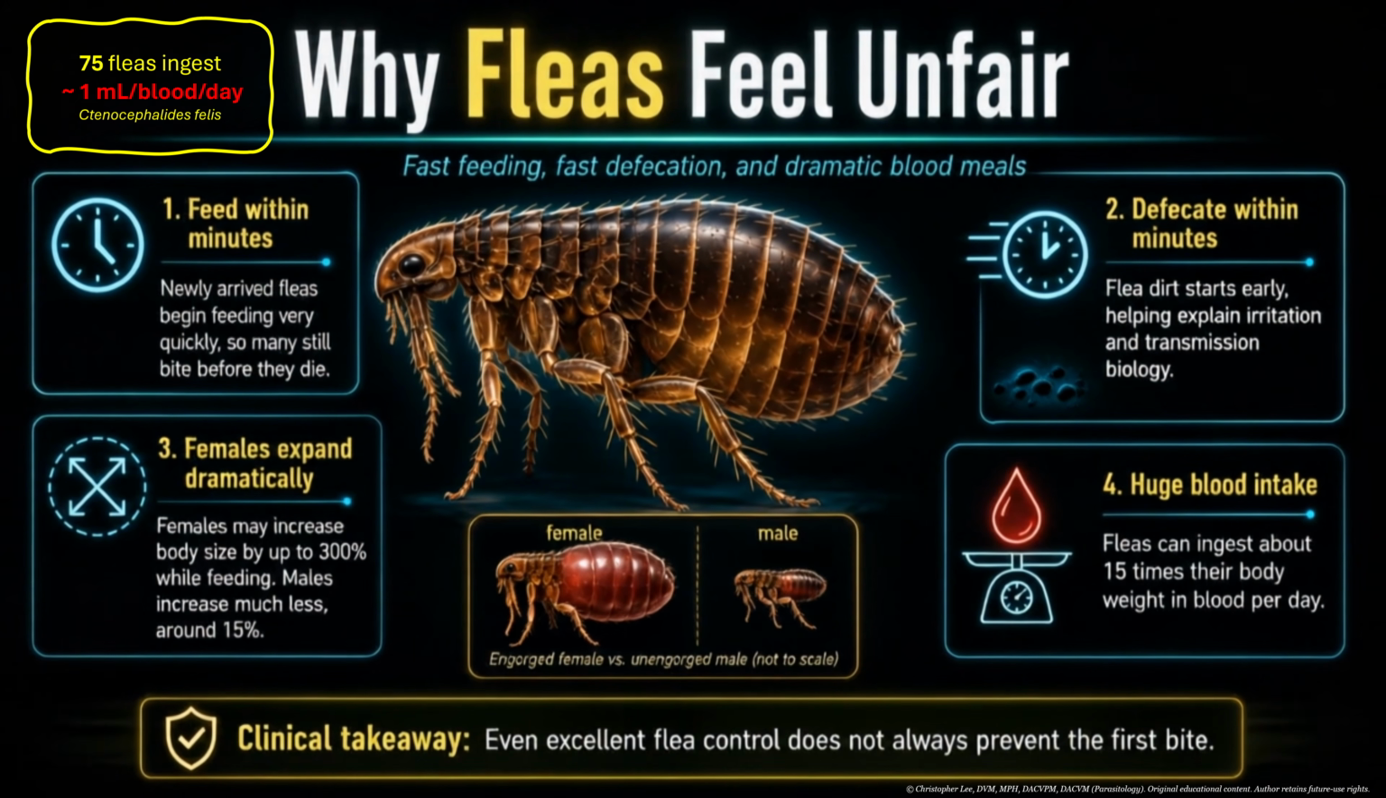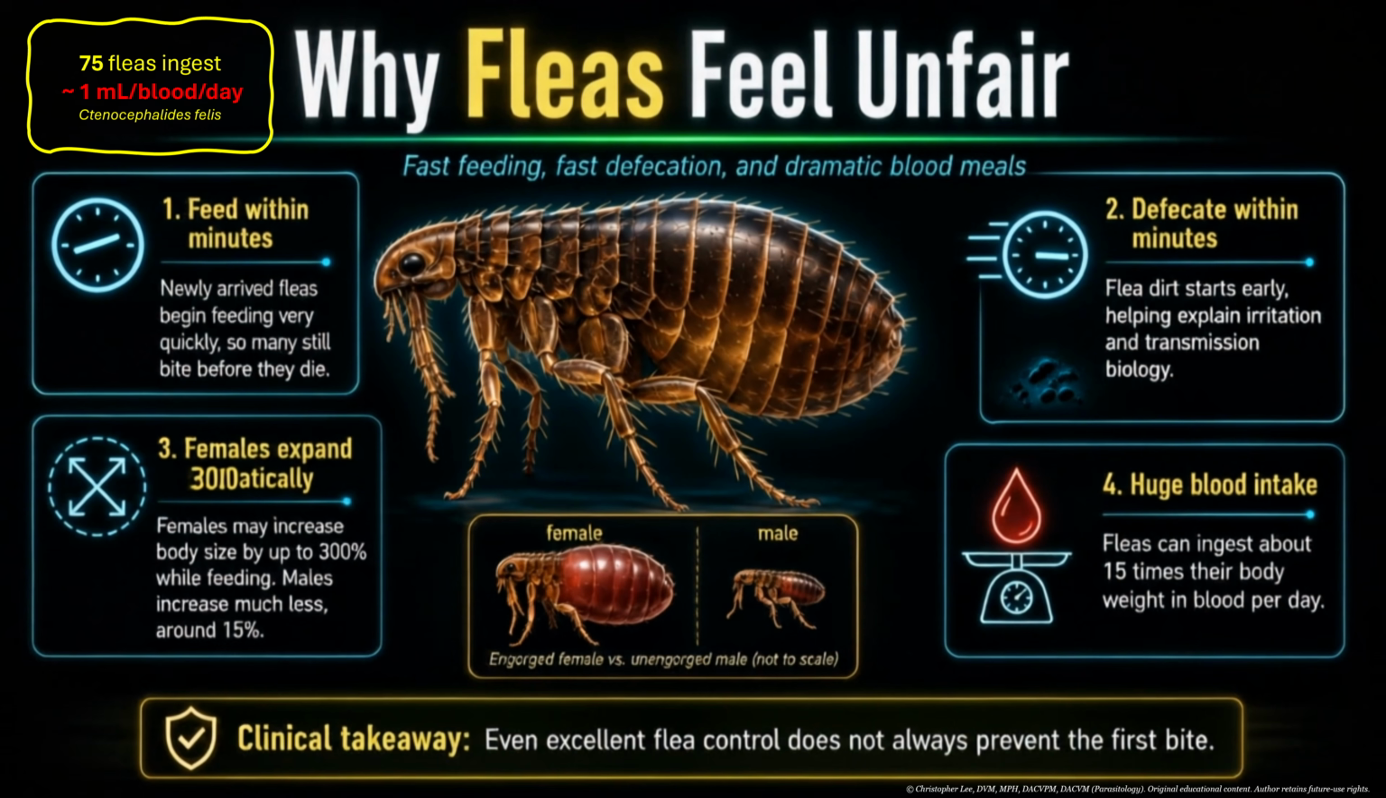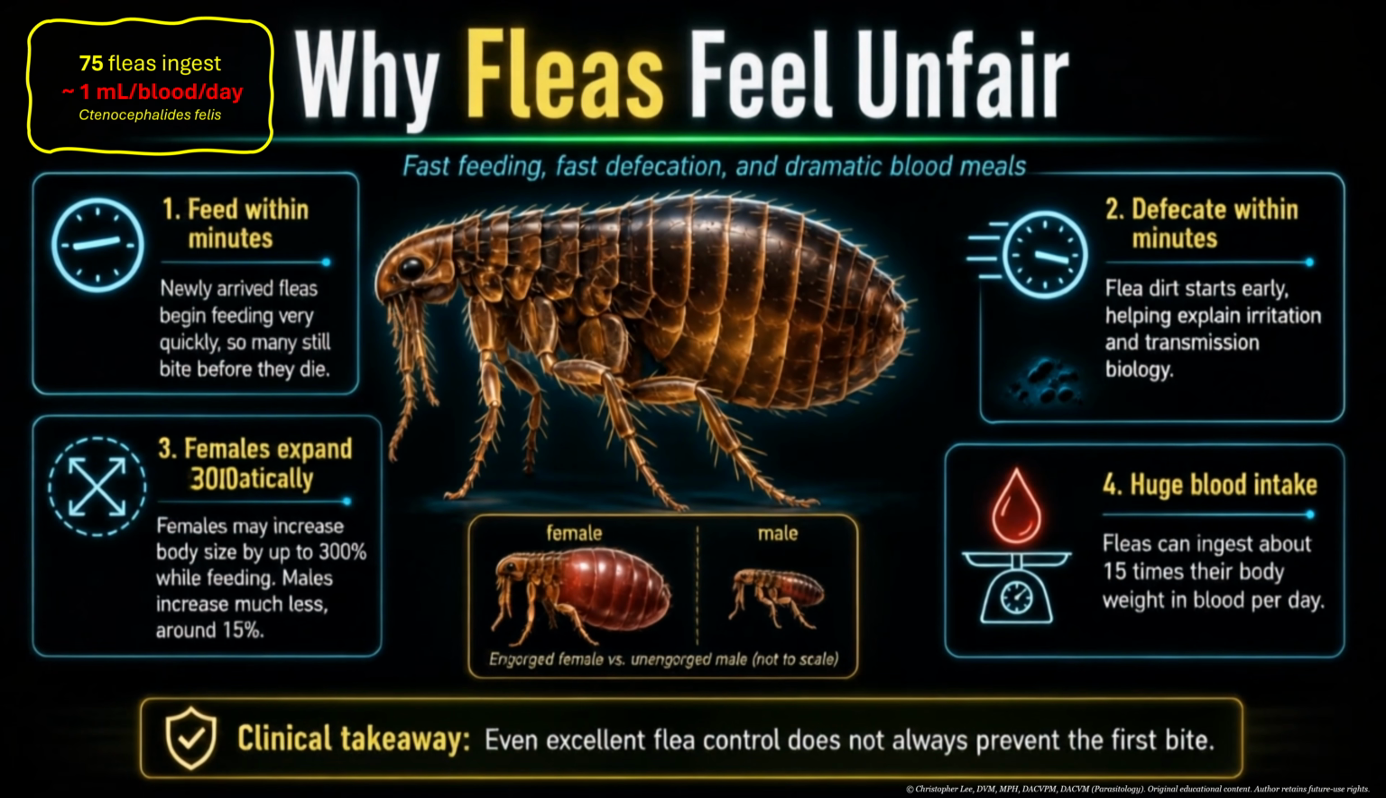Now that we know what a flea looks like, let's talk about what it does after reaching the host. Fleas begin feeding within seconds and can produce flea dirt very quickly. That means that even rapidly acting flea products and repellents may not prevent every flea from taking an initial blood meal. The goal is to kill the flea quickly and prevent the infestation from becoming established, not to create an invisible force field around the animal.